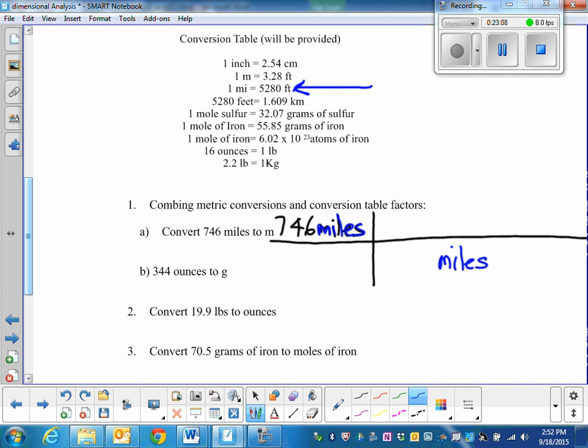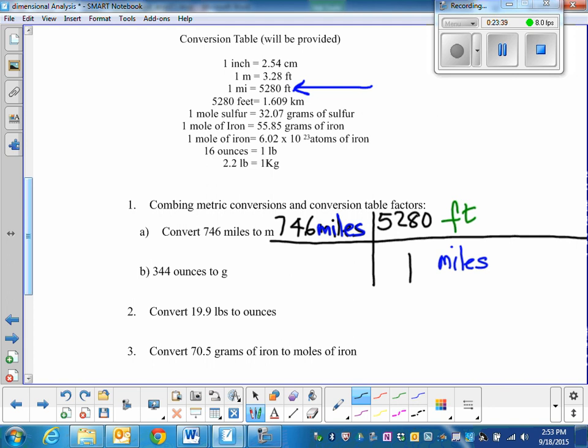So I have miles. What does it relate to? Feet. So what goes on the top here? Feet. So what number will I fill in before miles? Before miles, it is 1. What will I fill in before feet? 5,280. Everybody good?